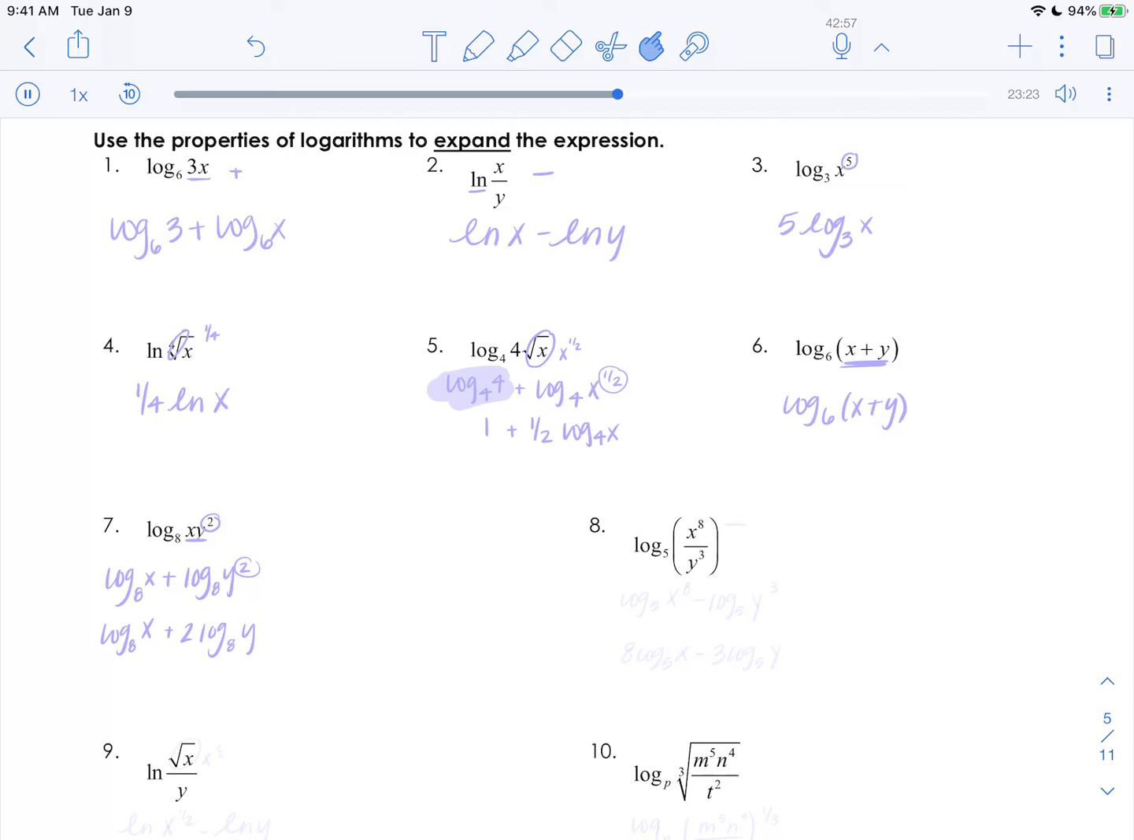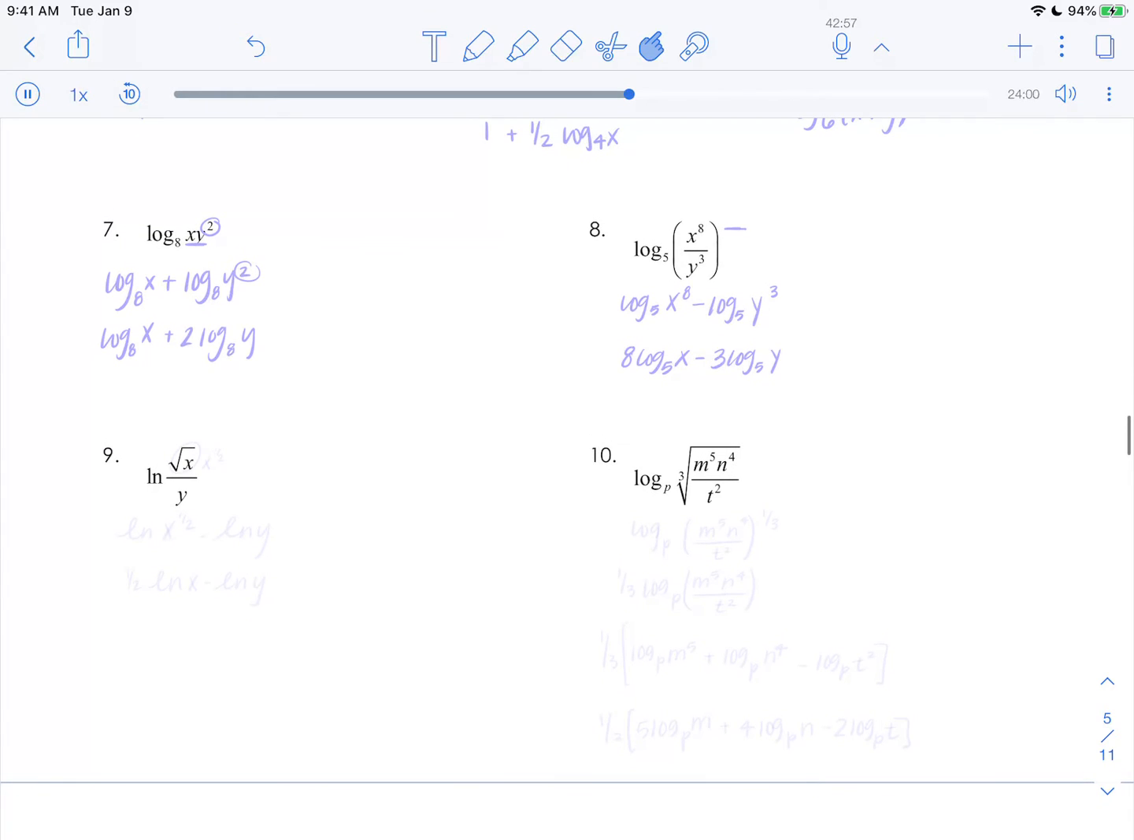Okay. All right, number 8, we are dividing, so we're going to use subtraction. So we'll have log base 5 of x to the 8th minus log base 5 of y cubed. And now we have our exponents that we still need to bring down. This is going to become 8 log base 5 of x minus 3 log base 5 of y. Okay, but these, once you get the hang of them, are pretty straightforward. As long as you remember all those rules from earlier, you're good to go.